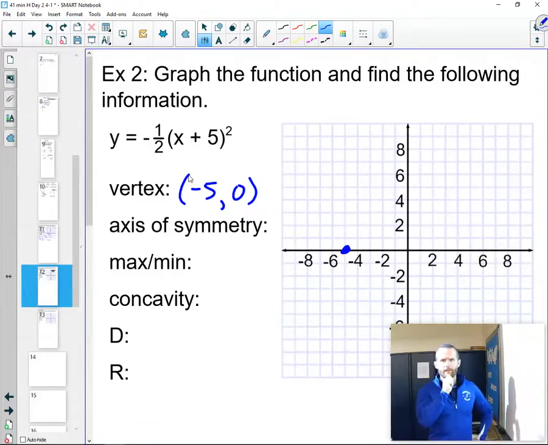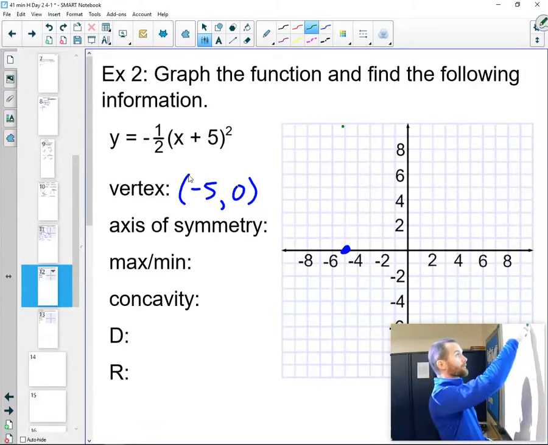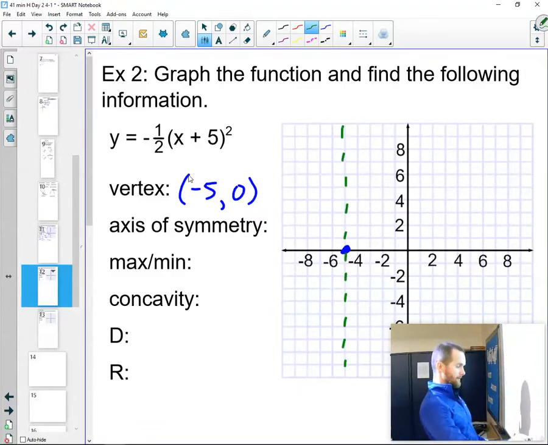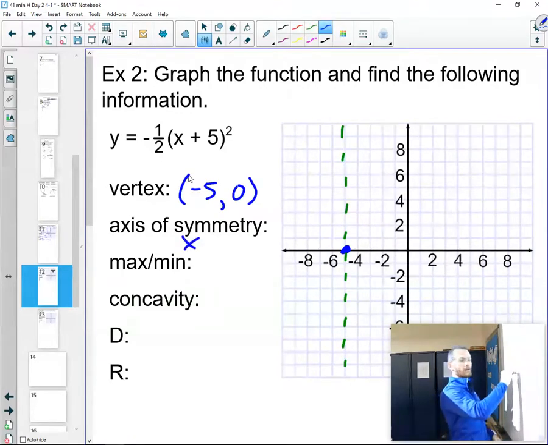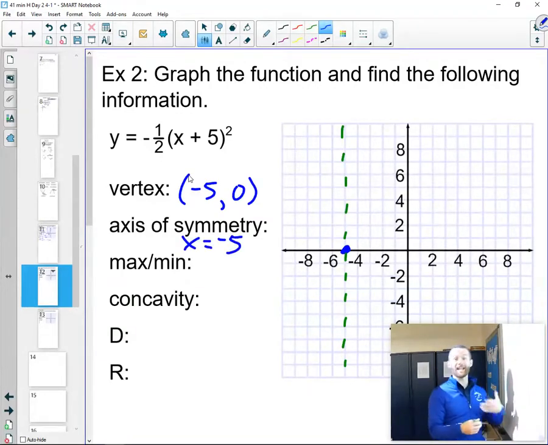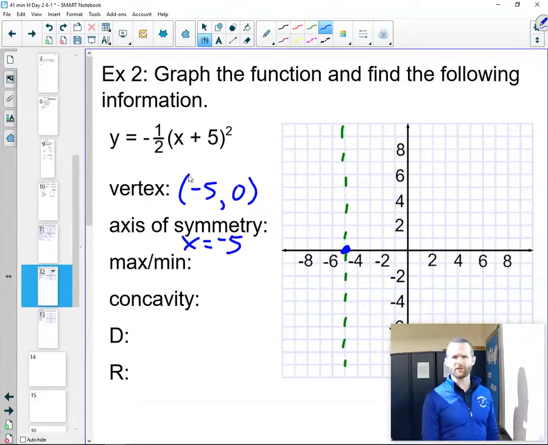All right. Now the axis of symmetry, we know that goes right through our vertex. So the axis of symmetry will be x equals -5. Remember, the axis of symmetry is always the x coordinate of the vertex. Let's finish graphing before we do the max, min, or concavity or any of that stuff.